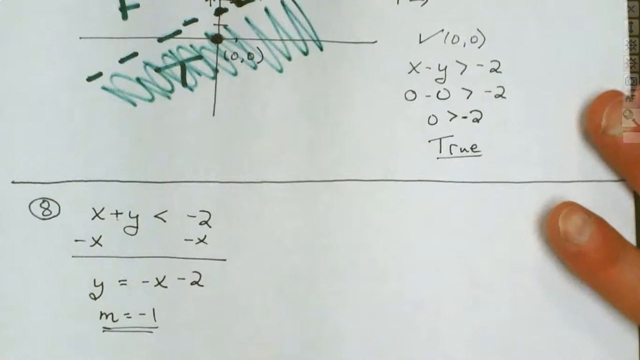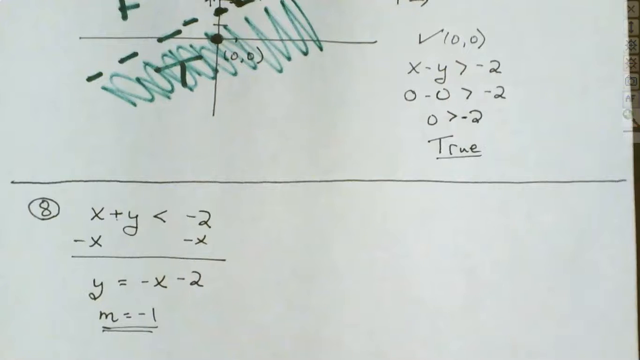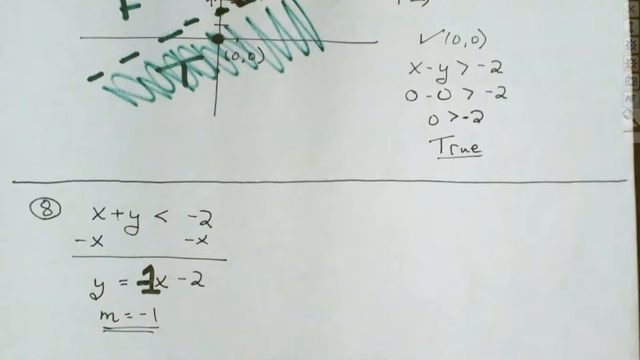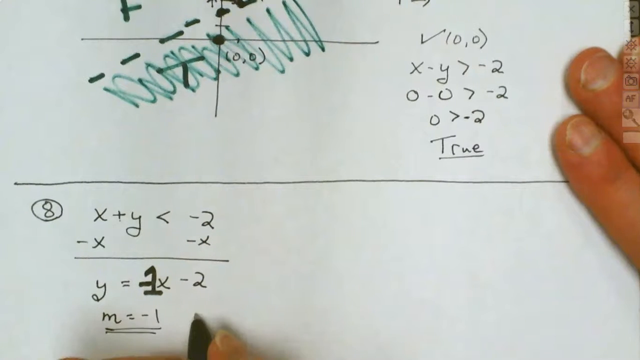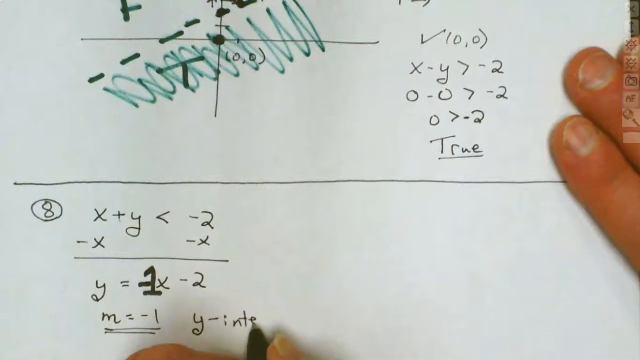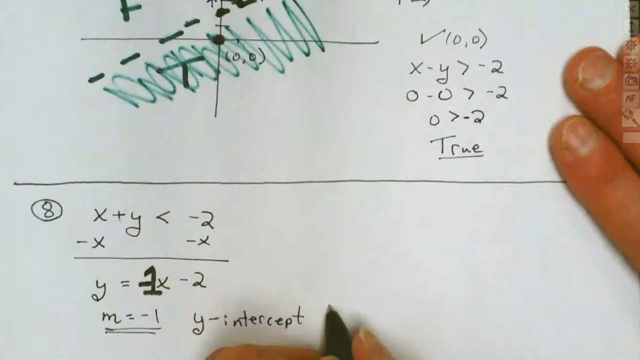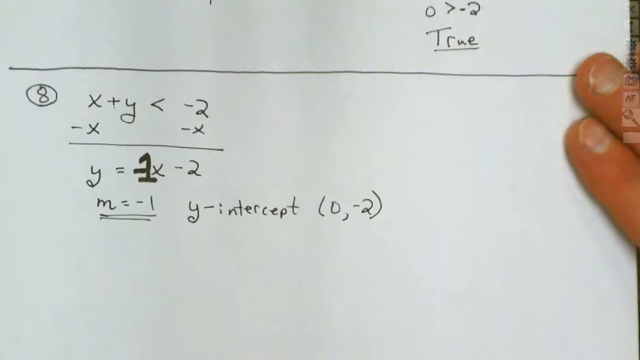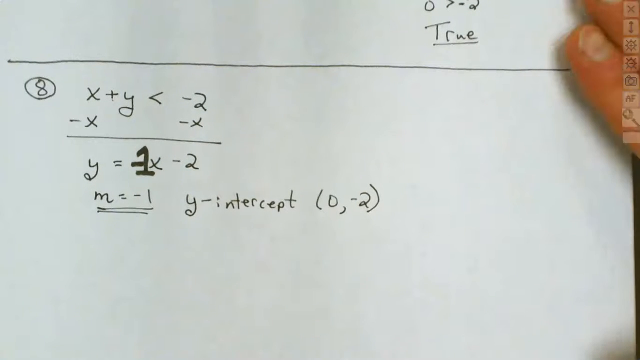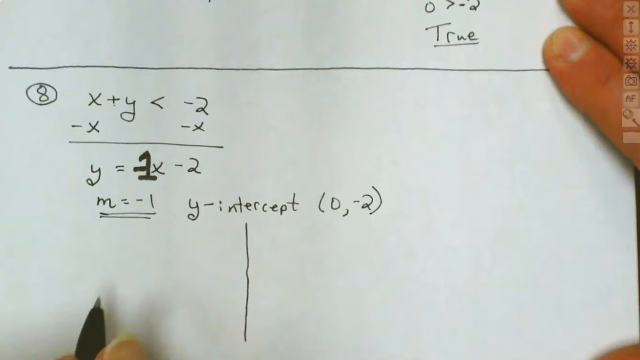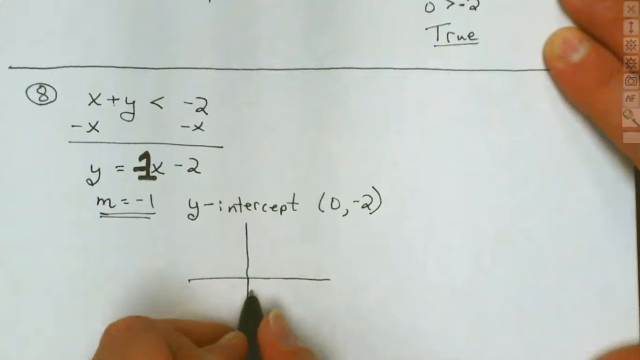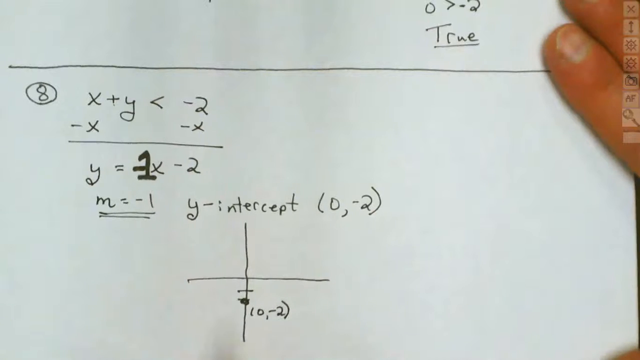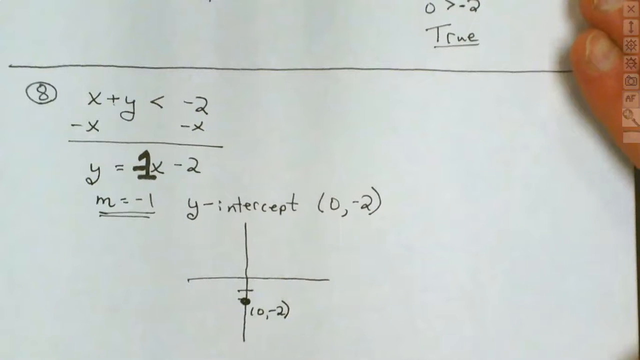So my slope would be a negative 1, because remember, it's understood that there's a 1 there. We don't write it. There's a 1 there. So that makes that slope a negative 1. And our y-intercept as an ordered pair would be 0, comma, in this case, negative 2. So it is a little bit different here. And we're going to start down 2 units. So that's where we start at, is 0, negative 2.